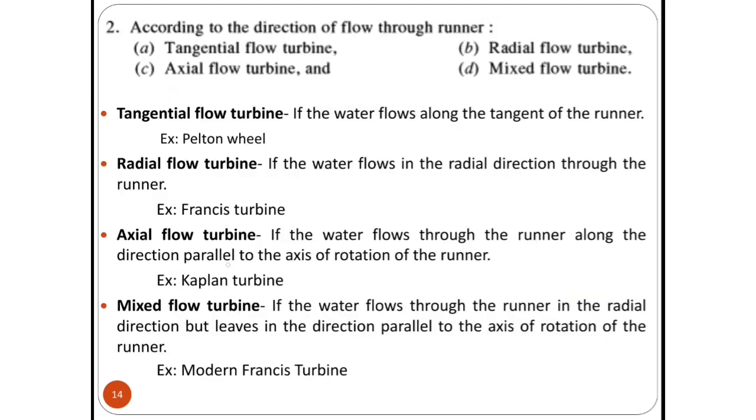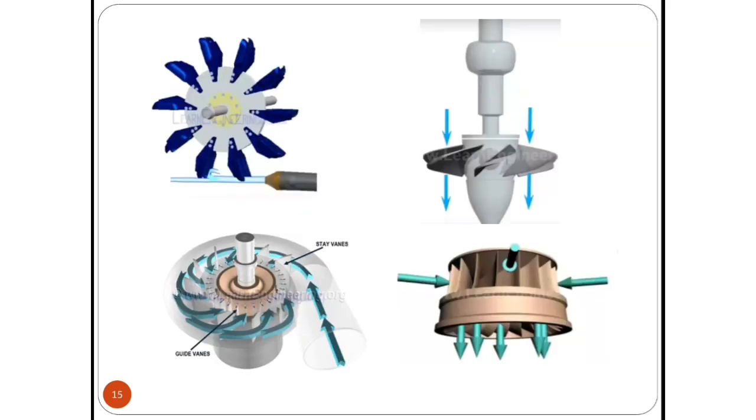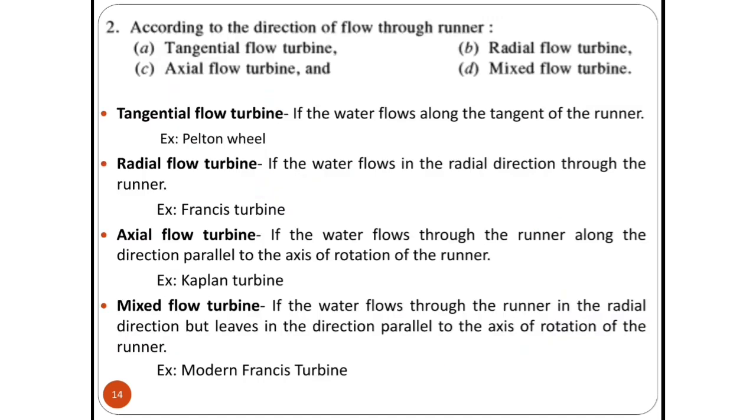The third one is the axial flow turbine. If water flows through the runner along the direction parallel to the axis of rotation of the runner, then this turbine is called an axial flow turbine. The example is the Kaplan turbine. Here you can see the water is striking axially, upward, axially to these vanes. So this is called an axial flow turbine. The example is the Kaplan turbine.